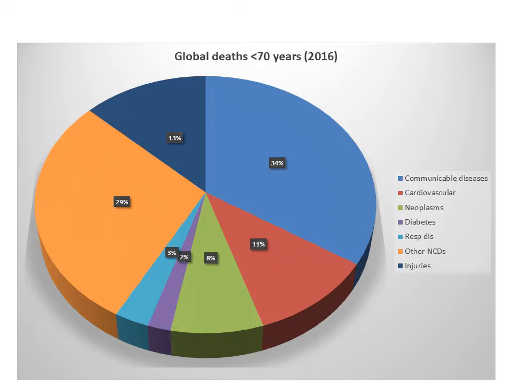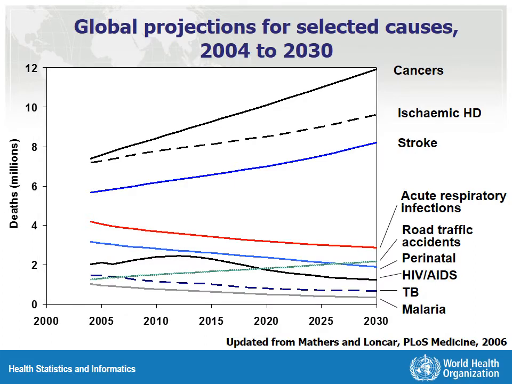So 66% of global death in 2016 in those below the age of 70 years were mainly due to non-communicable diseases. And this is why there's a lot of interest in this, and we must talk about this. And there's a projection, this was data from WHO again, just showing projection between 2004 and 2030. You can see that the projection is that neoplasms or cancers will continue to increase, ischemic heart disease will continue to increase, stroke continue to increase, whereas respiratory infections might go down, all the other infectious conditions might either plateau or go down, but non-communicable diseases will continue to rise.